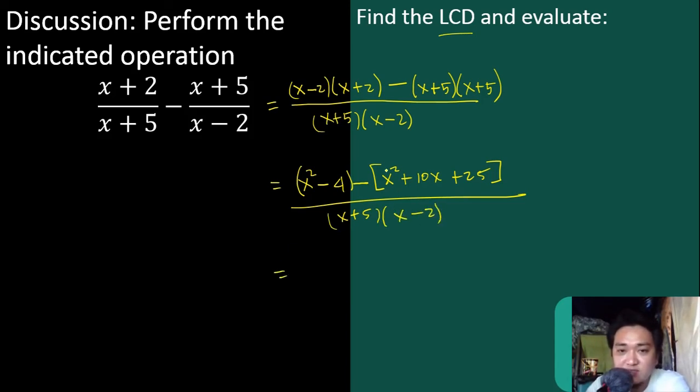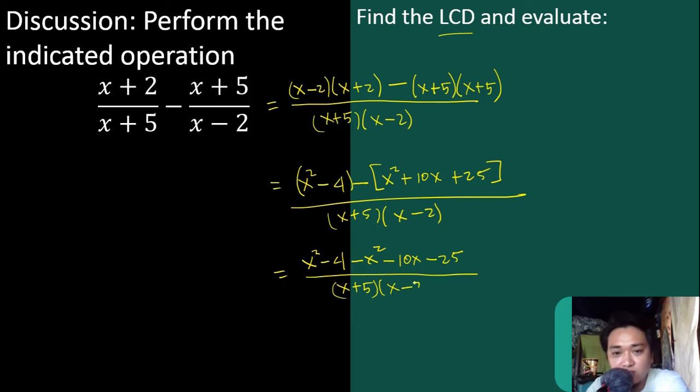Now, what will we do here? We simply use the distributive property so we can multiply term by term, so that there is no mistake. And then we could now remove the grouping symbol for x squared minus 4. So that will be x squared minus 4, then negative times positive, that will be negative x squared, negative times positive 10x, that will be negative 10x, negative times positive 25, that would be negative 25. Again, all over x plus 5 times x minus 2.